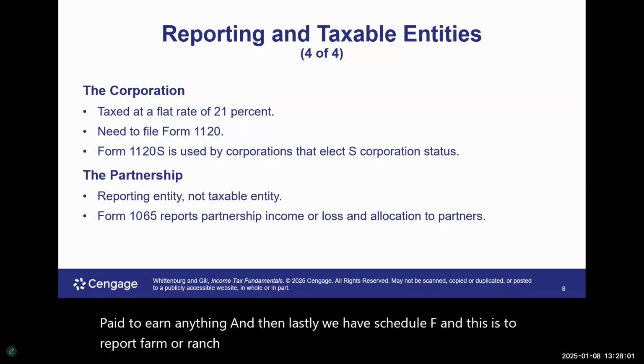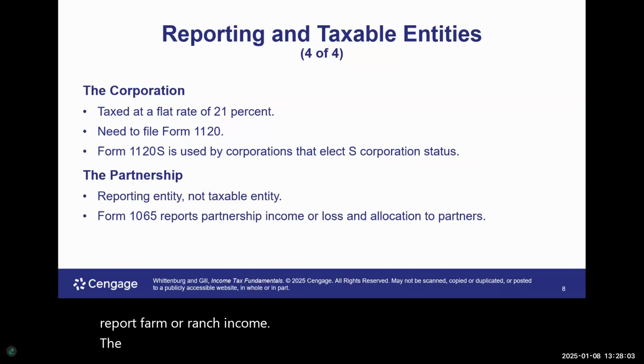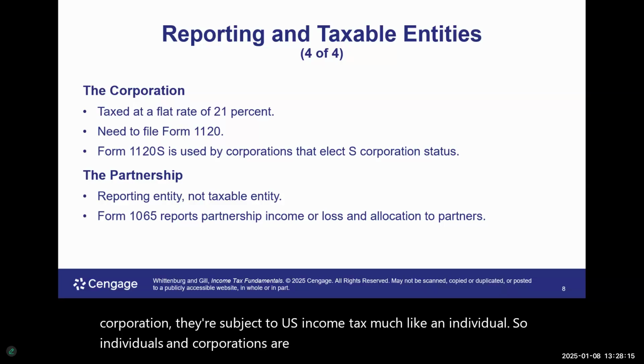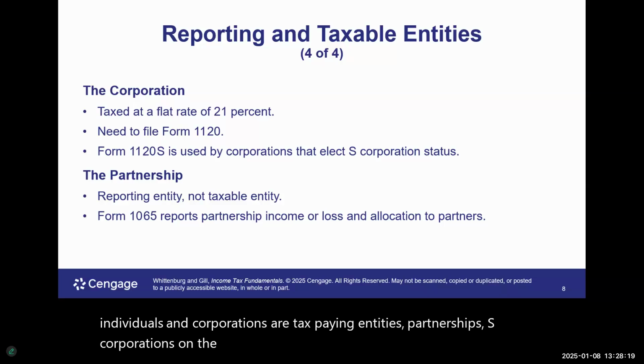The corporation is taxed differently than an individual. So with a corporation, they're subject to U.S. income tax, much like an individual. So individuals and corporations are tax-paying entities. Partnerships, S corporations, on the other hand, these are considered pass-through reporting entities.